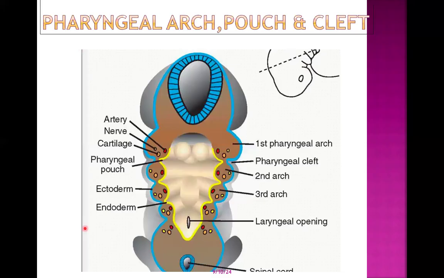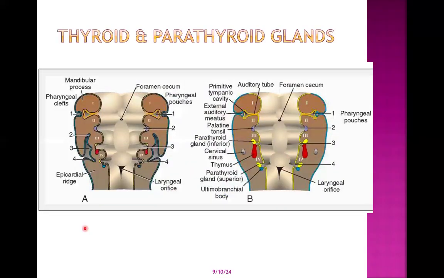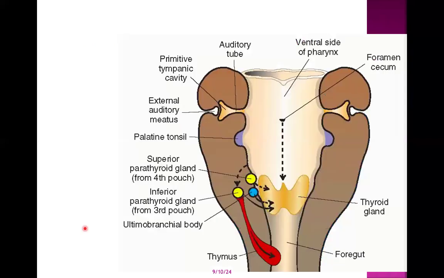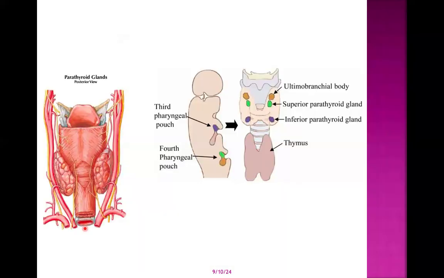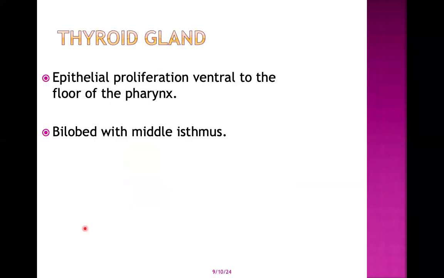Then we looked at the parathyroid and thyroid. Second pouch, and then the third pouch, and then the fourth pouch. And the fourth pouch becomes the superior parathyroid, and then the third one becomes what? Inferior. We also said that the thyroid gland forms colloid, thyroglobulin. And then we said that the parafollicular cells come from the ultimobranchial body. So basically, that is what we have done today.